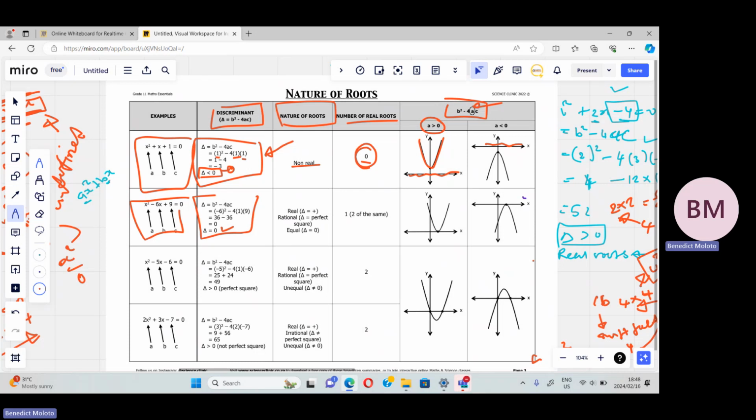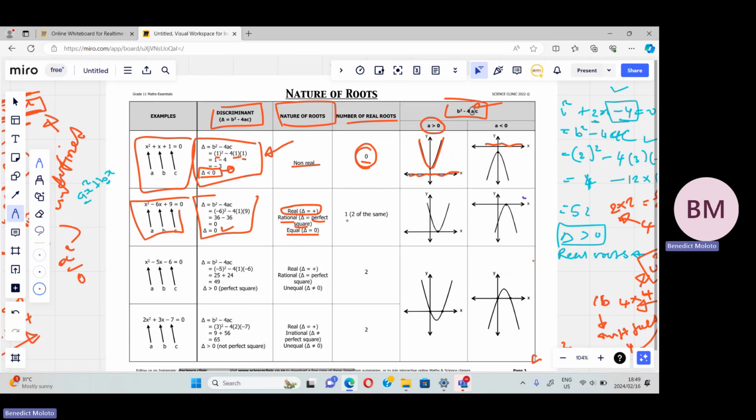We got 0, and 0 is a perfect square because 0 squared is 0. Am I wrong? No, it's a perfect square. Then the real root is equal. When it is equal to 0, it is a real number because 0 is always positive. There's no negative 0. Even if a calculator got negative 0, the way it's programmed, it will tell you 0, positive. Then it's a rational number because it's a perfect square. Why? 0 squared is 0 and is equal. The roots are real, equal, and rational.